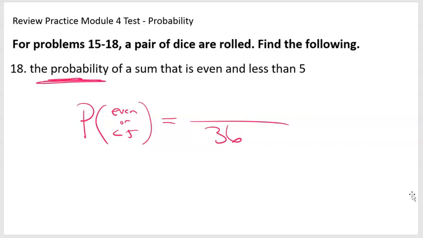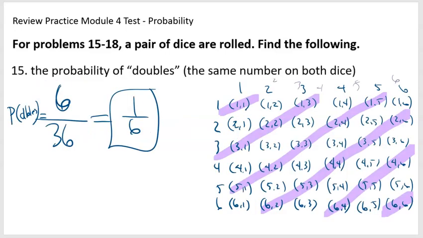So you know what? I'm going to go back and look. This time let's highlight even and less than 5. So 1, 1 is both even and less than 5. 2, 1 and 1, 2 are less than 5, but they're not even. 3, 1, 2, 2, 1, 3, they're even and less than 5. Okay? 4, 1, 3, 2, 2, 3, 1, 4, they add to 5. So they're actually neither one. It's not even and it's not less than 5.